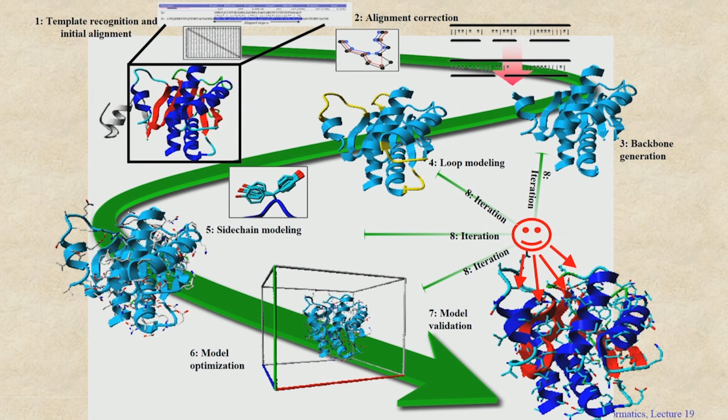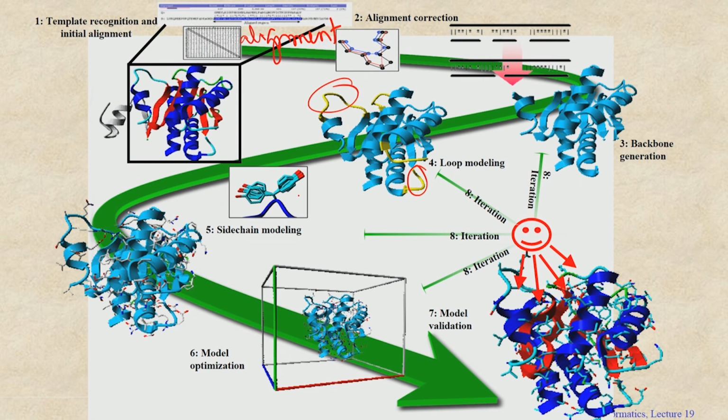Once we get the template, then go with the alignment corrections, right, here this is the alignment, and we check the alignment so that there will be fewer gaps in the alignment. Once we have the alignment correction, then we generate the backbones, because we take the same backbone, and then when the backbone is set, then look for the loops. Okay, here you can see several loops and model these loops, right. When the loops are done, then go with the side chains.